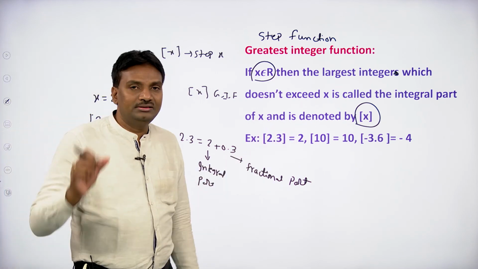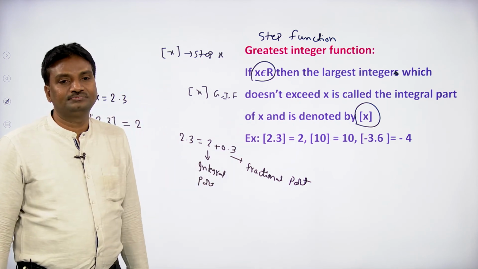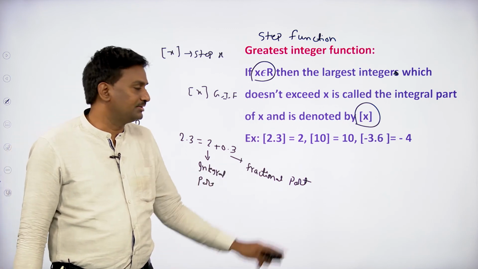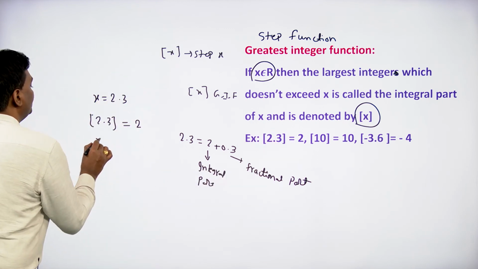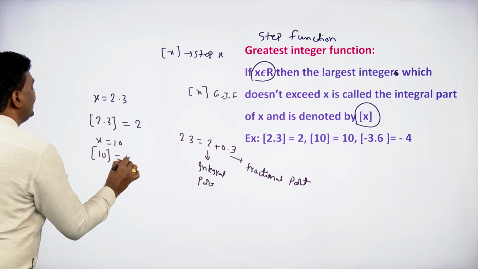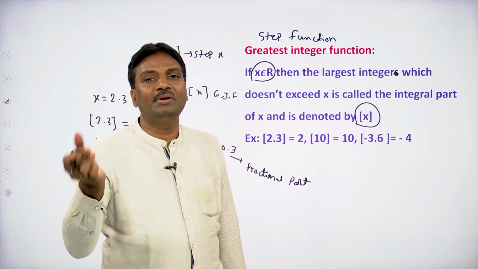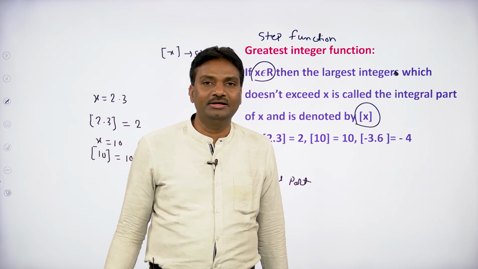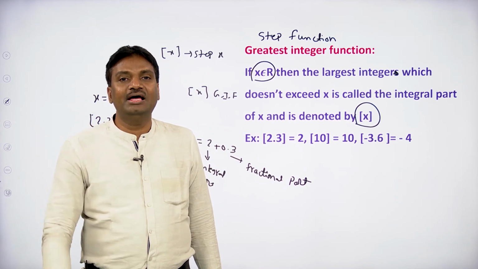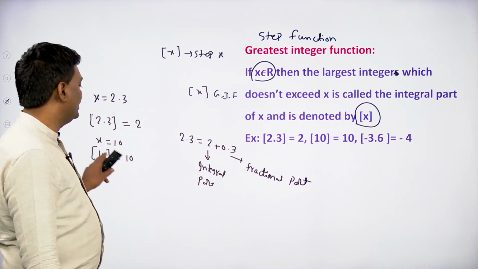So sometimes in the step function, we have strictly integers. If you take 2.3, 2 is the integer, 0.3 is the fraction. If you take x equal to 10, now step 10 can be taken as 10 only. 10 can be written as 10 plus 0, where 10 is the integer and 0 is the fraction. So step 10 can be written as 10.